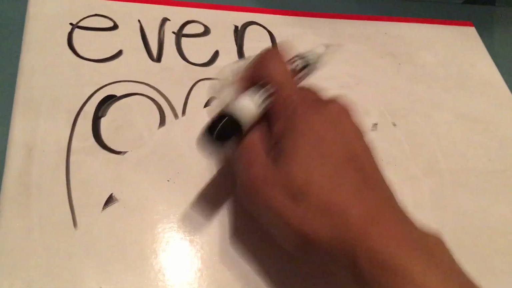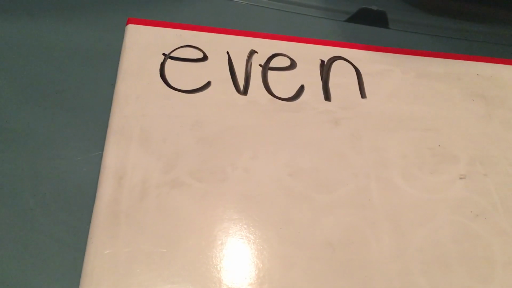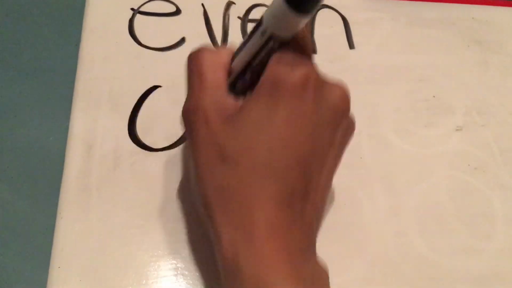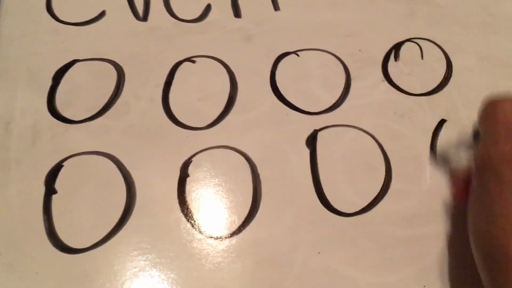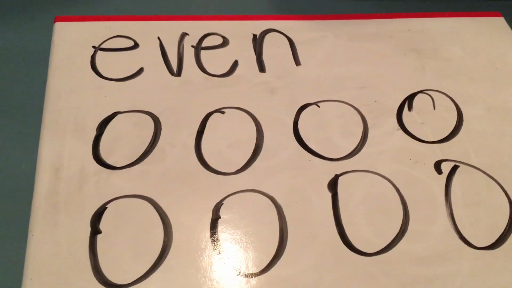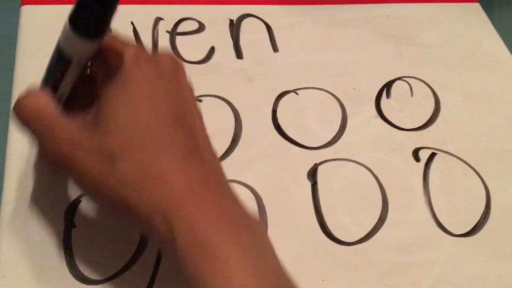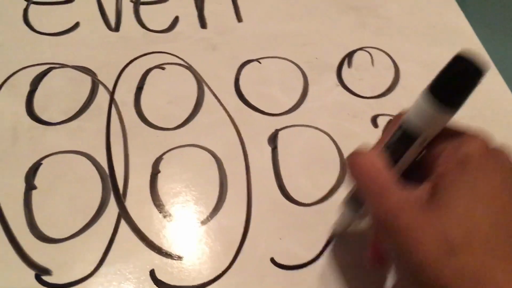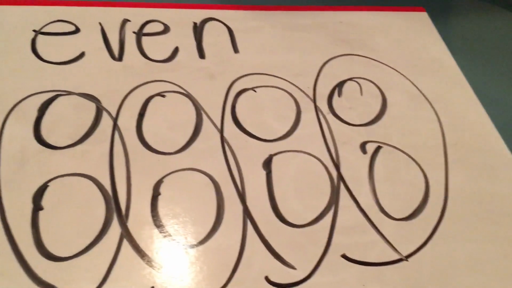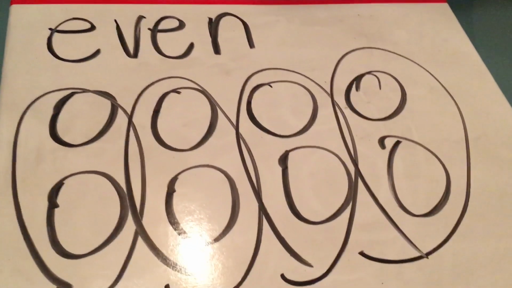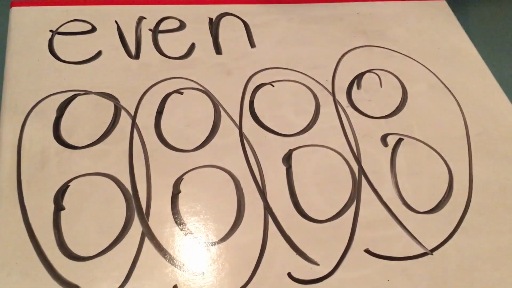Alright, we'll do one more. Let's look at the number 8. So I'm going to draw 8 circles. 1, 2, 3, 4, 5, 6, 7, 8. Alright, so we're going to loop the pairs. Again, nothing left over, so 8 is also an even number.